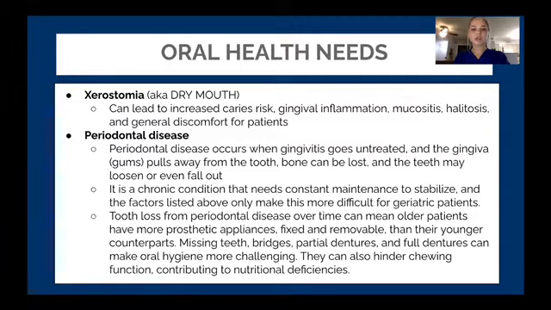Tooth loss from periodontal disease over time can mean that older patients have more prosthetic appliances, fixed and removable, than their younger counterparts. Missing teeth, bridges, partial dentures, and full dentures can make oral hygiene extremely challenging. It can also hinder chewing function, which contributes to nutritional deficiencies.